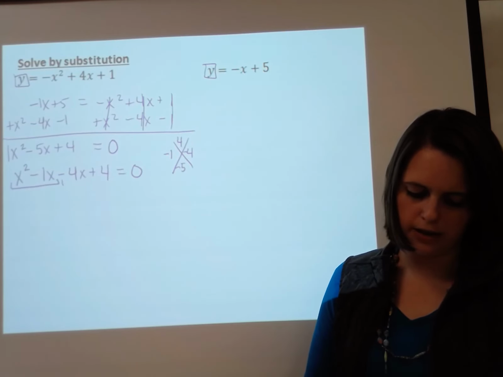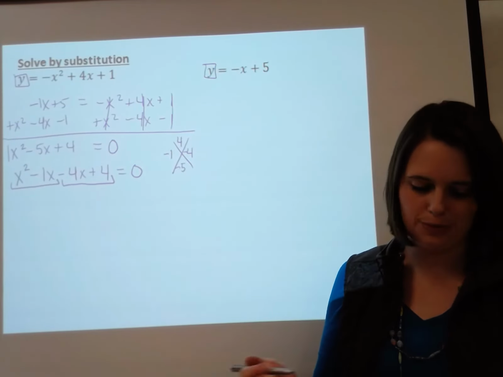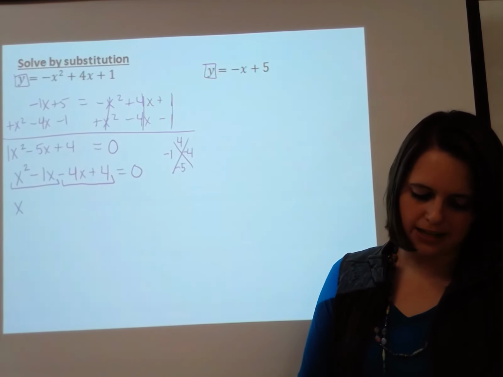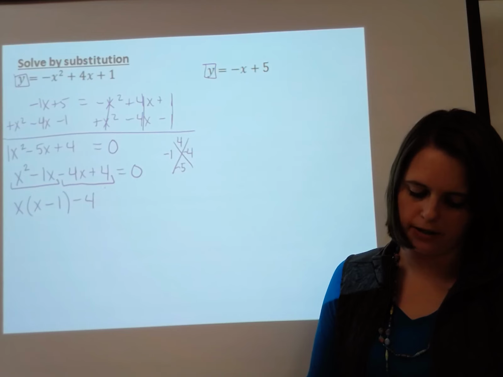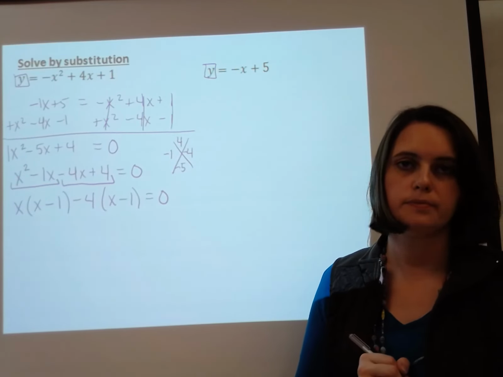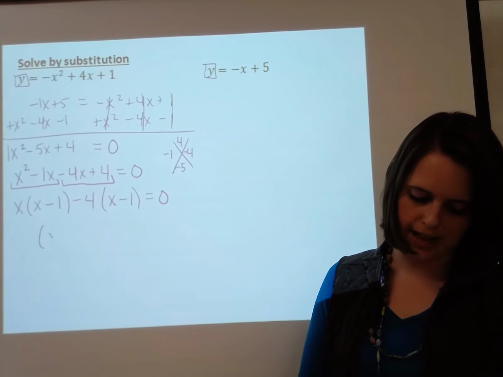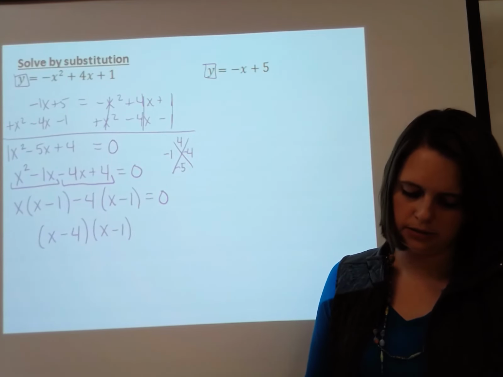Group the first 2 and the last 2 terms to be able to solve this by factoring by grouping. The first group has an x in common, so our leftovers are x minus 1. The second group has a negative 4 in common, so again leaving x minus 1 as our leftovers. We will write our factors as x minus 4 and x minus 1.